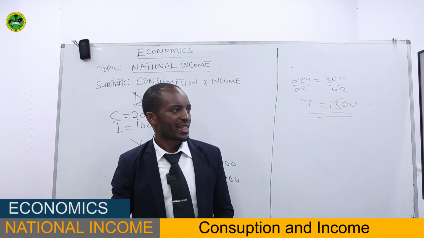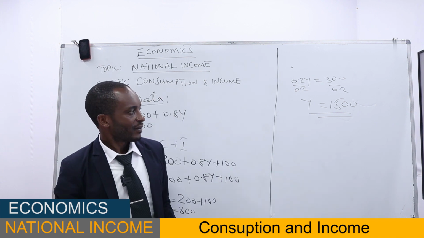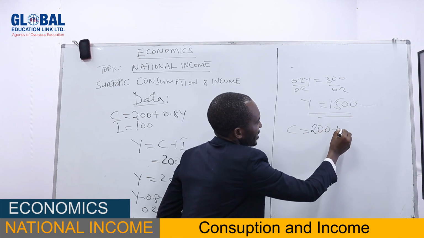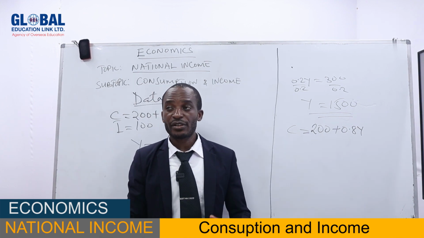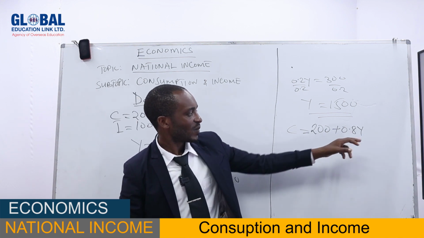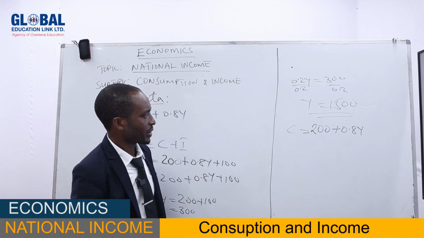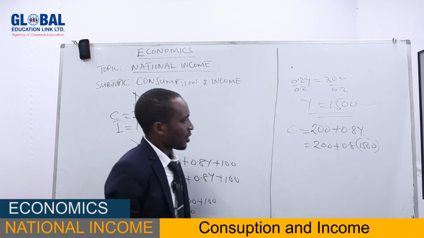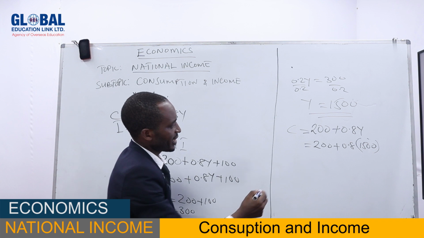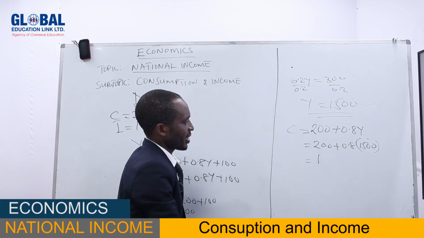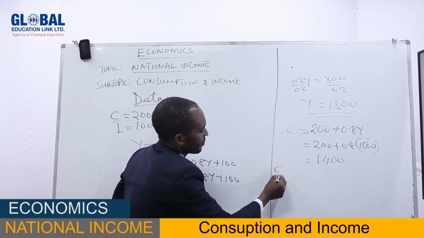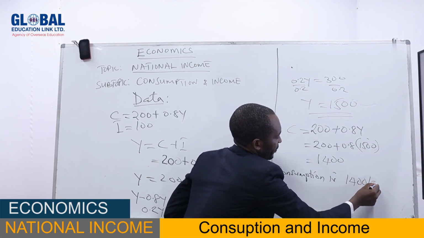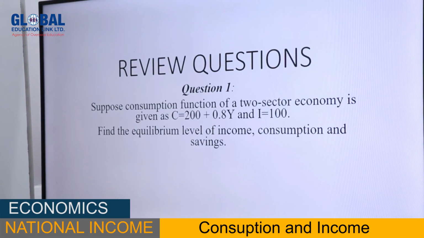Next, you are asked to calculate the consumption. Since you obtained the income, our consumption equation is C equals 200 plus 0.8y. Now you need to substitute the value of income for the variable y. So this equation will be equal to 200 plus 0.8 times 1,500. When you multiply, you get 1,200. When you add, it will be 1,400. So the consumption is 1,400.